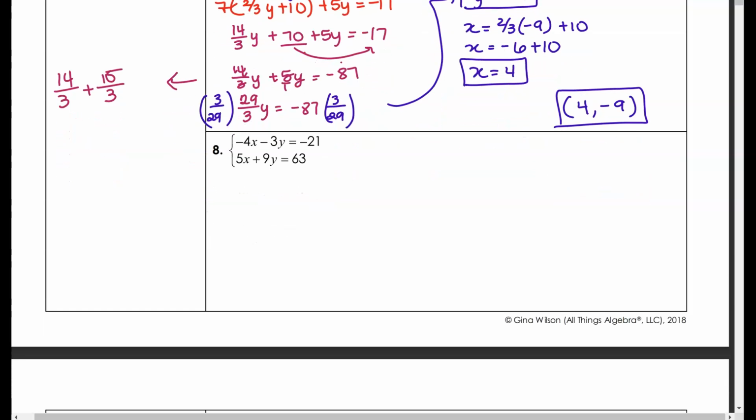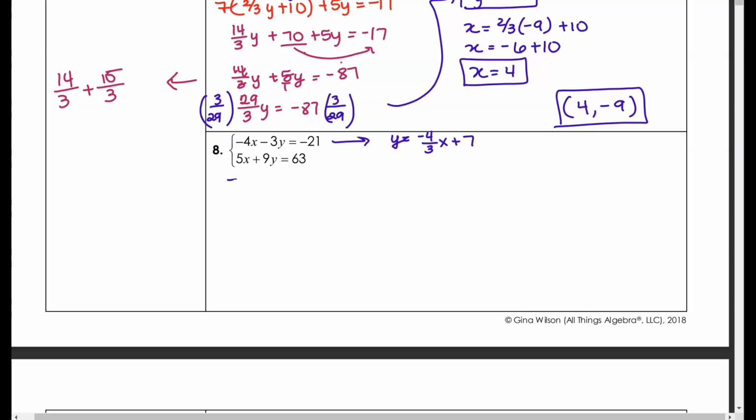So our last one for substitution is number 8 here. And so let's go ahead and transform this first one again. We're going to solve this for y. So when we solve this for y, we end up with y equals negative 4/3 x plus 7. Again, we're going to substitute that in.